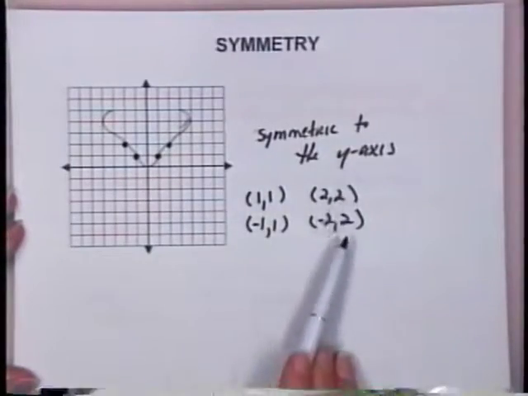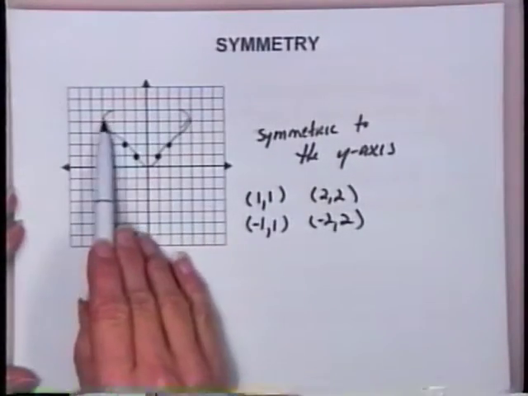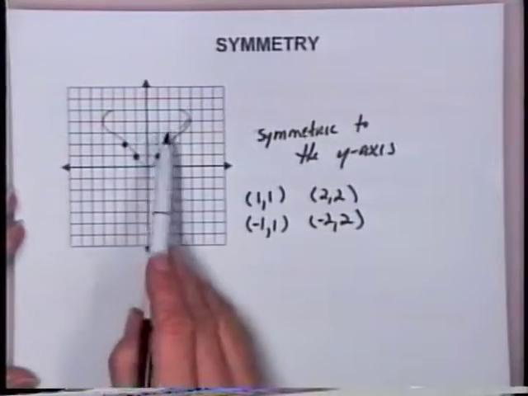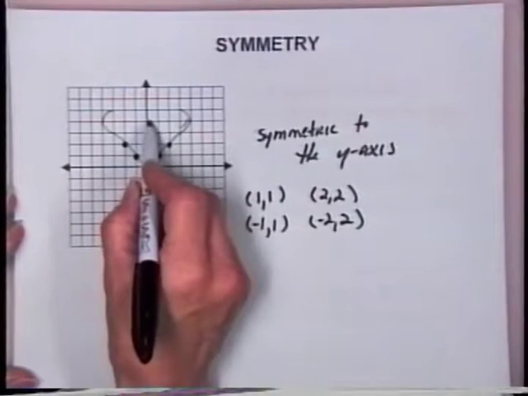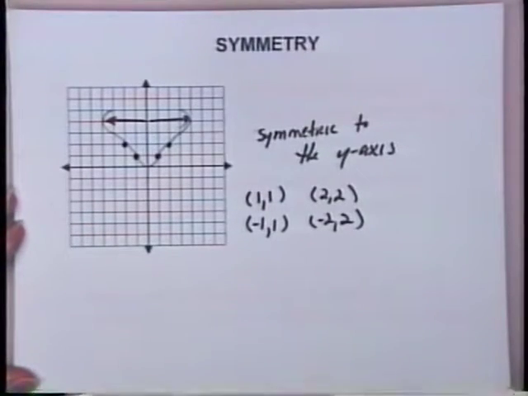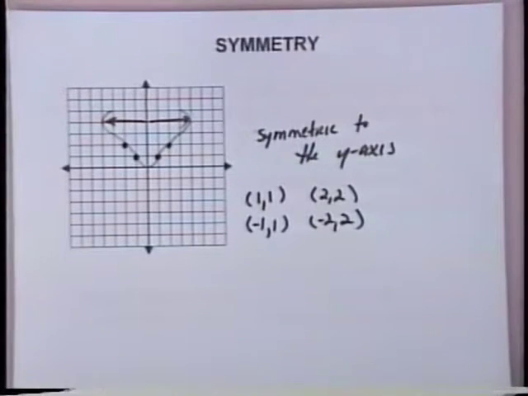And of course, the reason the y values are the same is because these points are at the same height from the x-axis, so the y values are the same. They are equidistant from the y-axis, one going right, one going left. So the absolute value of that x-coordinate will be the same. The distance from the y-axis will be the same, but they will have opposite signs.